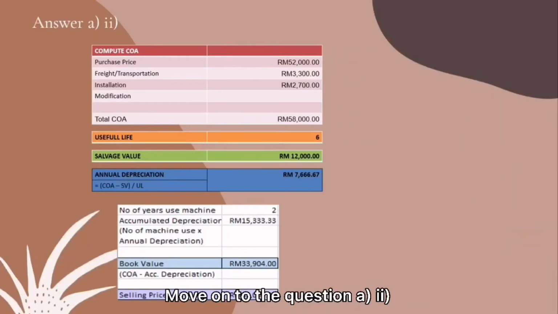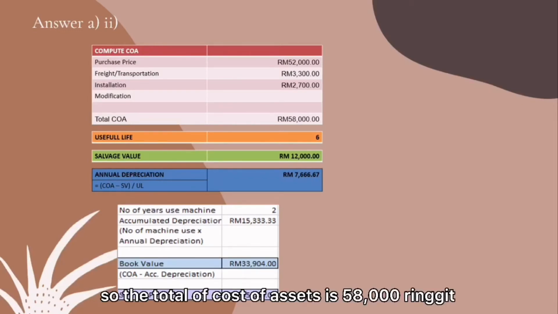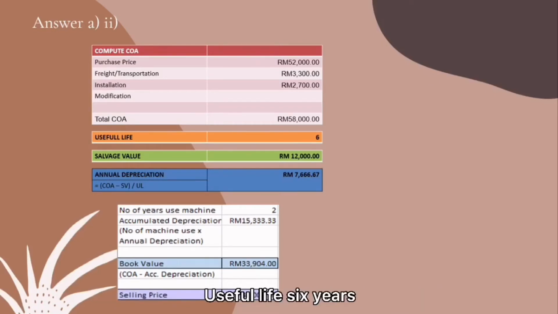Move on to question A2. Calculate the total tax liability that the company has to pay. So the total cost of asset is 58,000 ringgit, useful life 6 years, salvage value 12,000 ringgit, annual depreciation 7,666.67 ringgit, book value 33,904 ringgit, and selling price 35,000 ringgit.